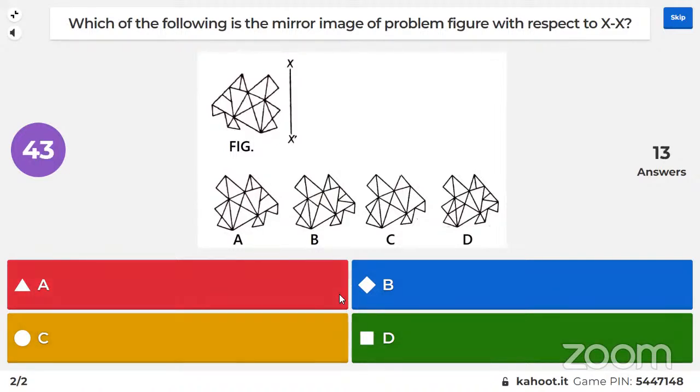Chitragupta has messaged the answers in the chat box. Okay.